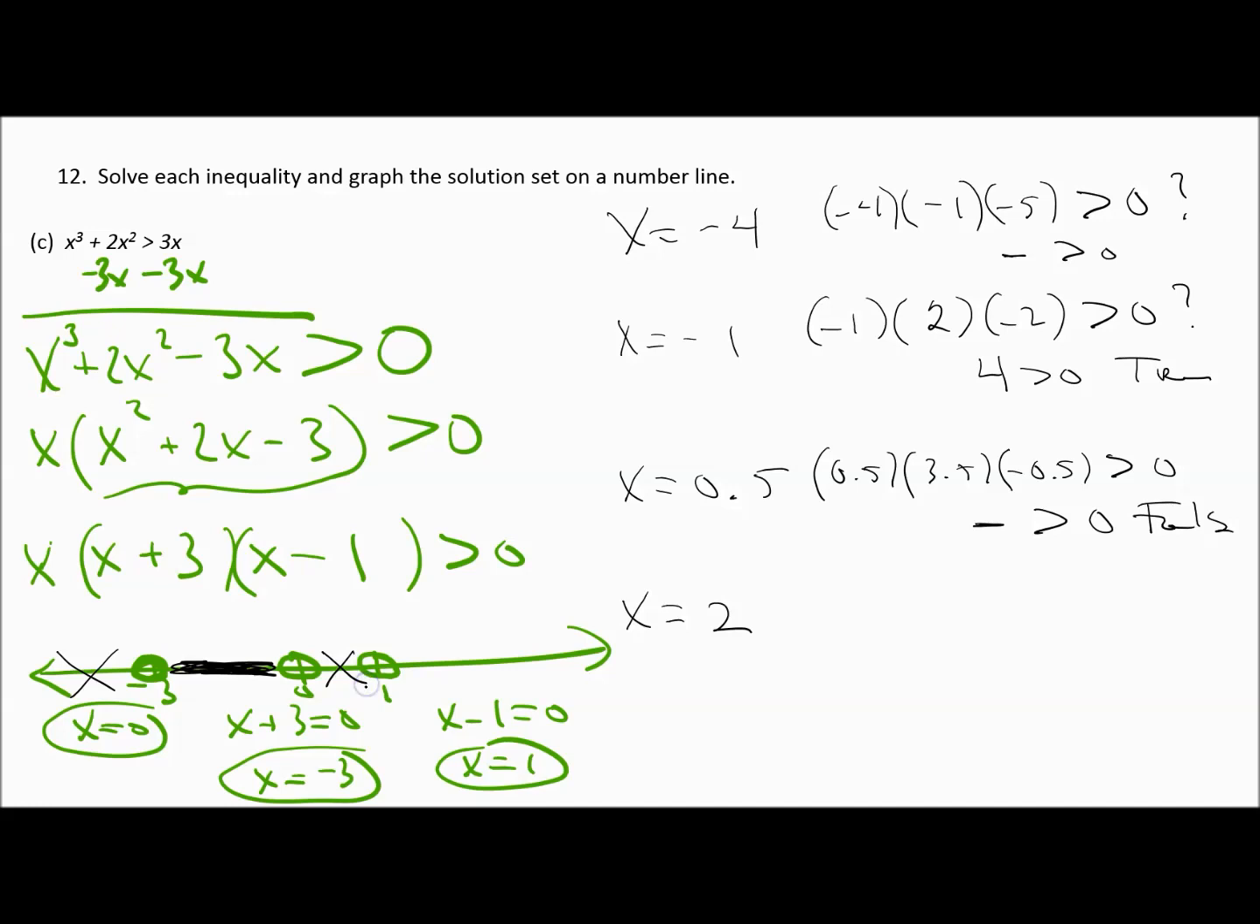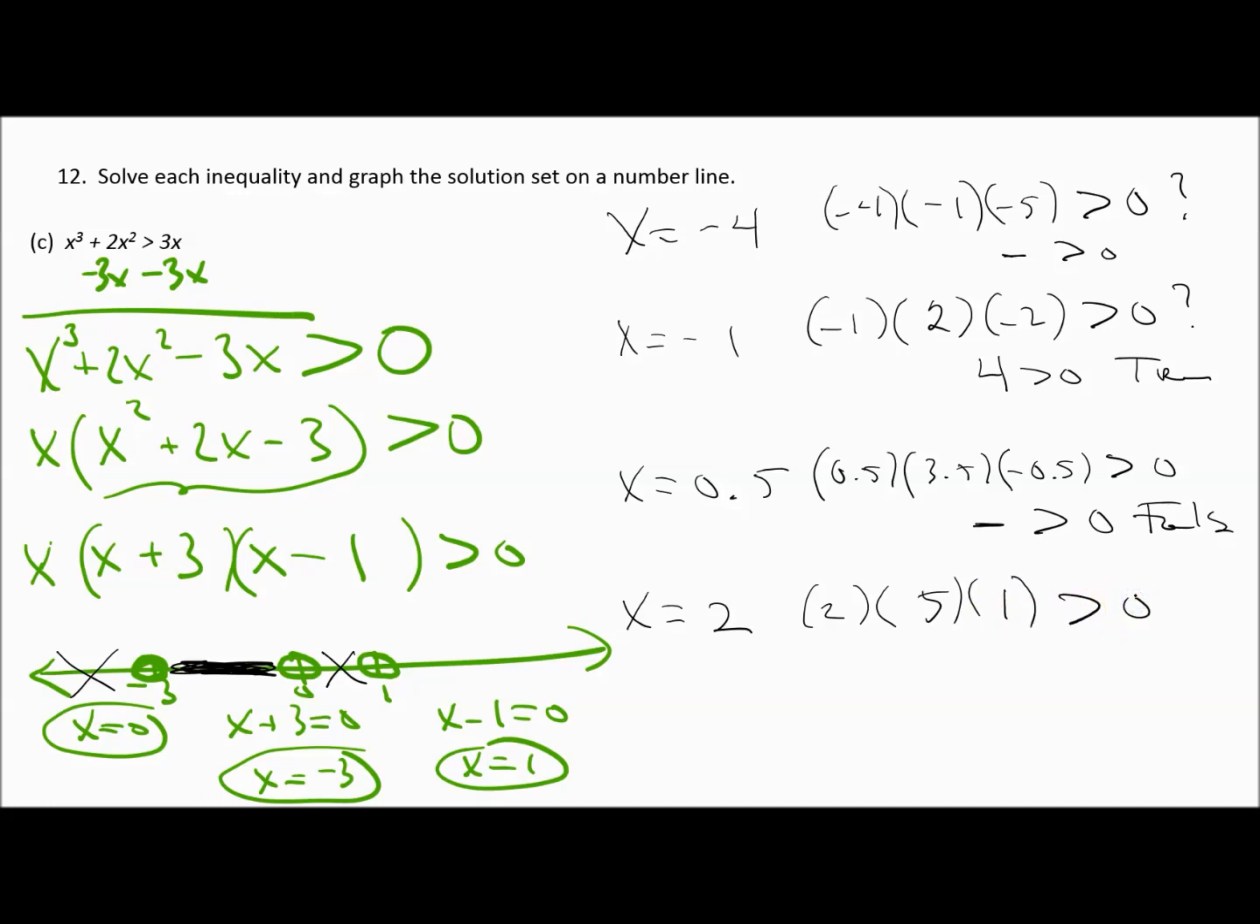So this little piece is out. That is not in our answer. It's in our number line, but it's not in our answer. And then I plug in 2. So I'm plugging in 2 for that first factor, which is x. 2 plus 3 is 5 for my second factor, and 2 minus 1 is 1 for my third factor.